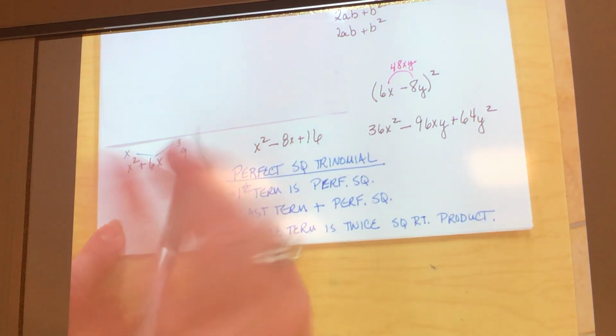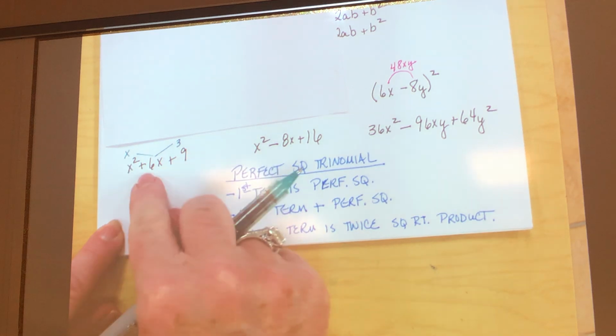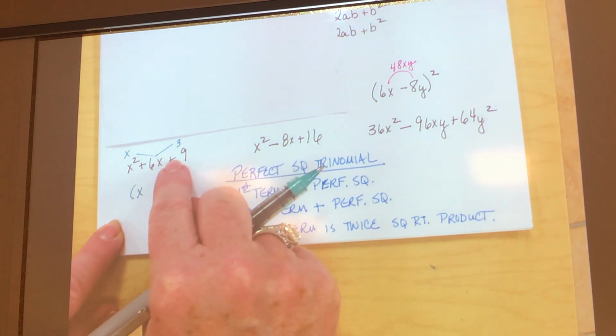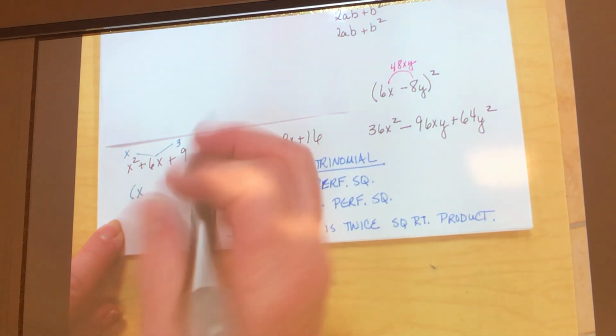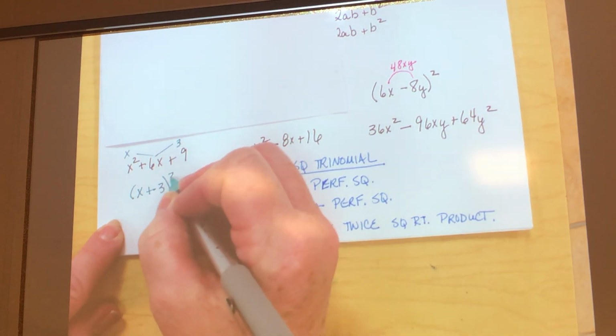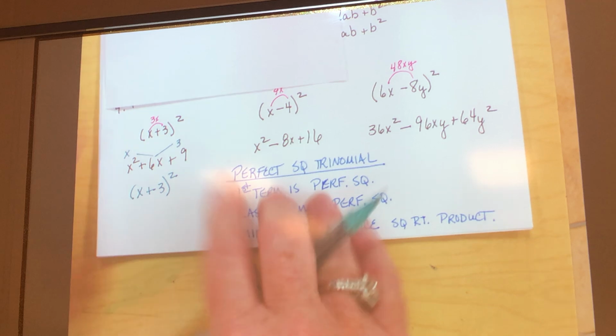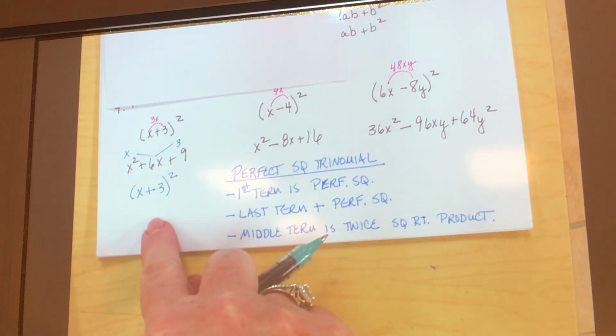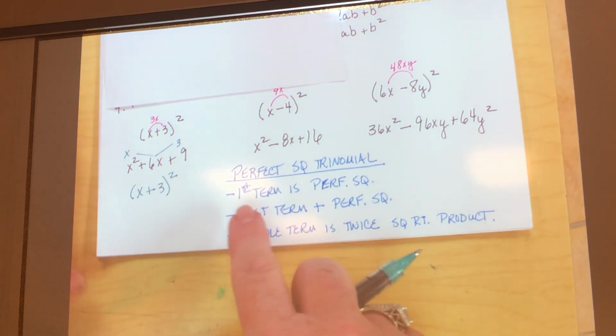Square root of the first. Always keep this first sign. The last sign will always be positive, but I'm going to keep the first sign. Square root of the last, quantity squared. That's right. We're doing it in reverse.